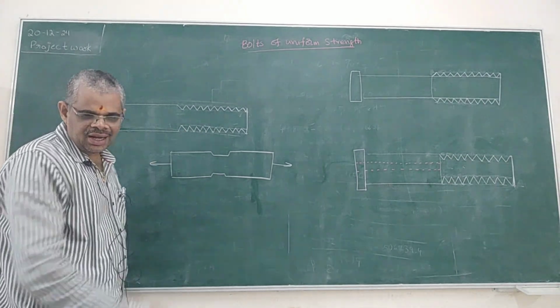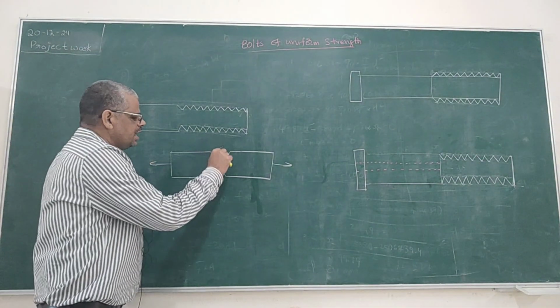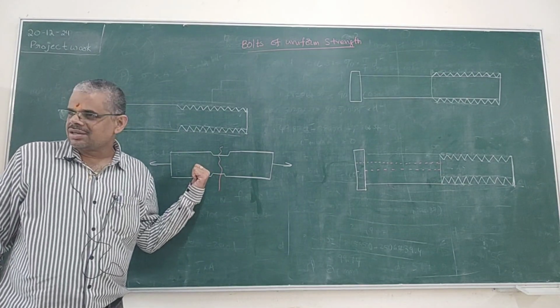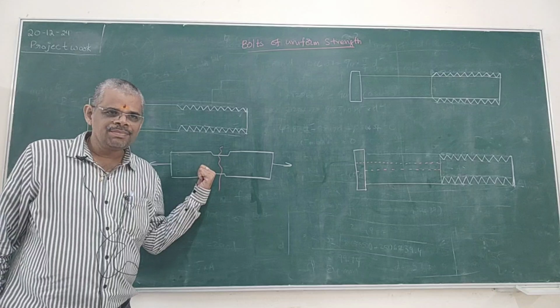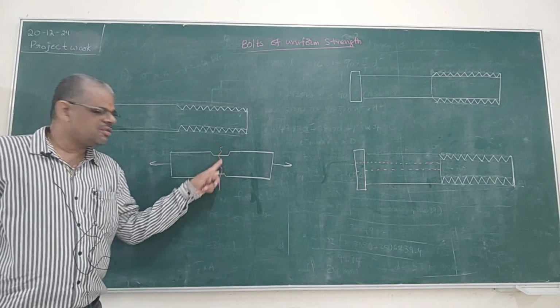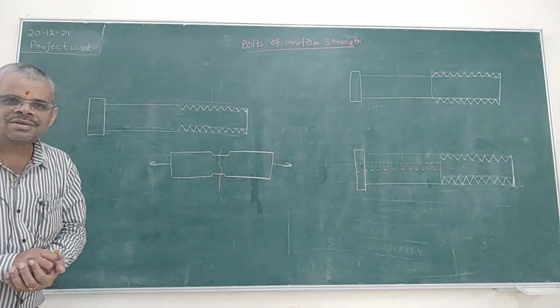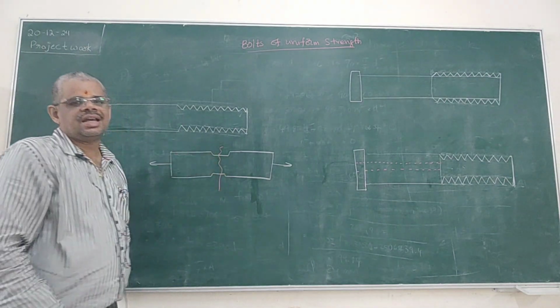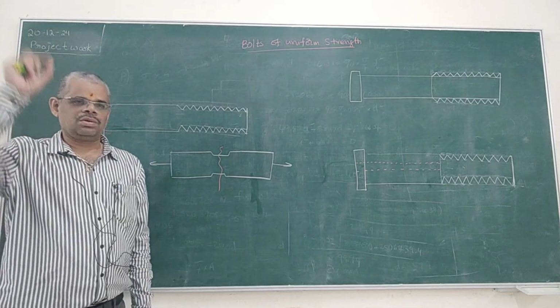It will fail at the area where the cross-sectional area is minimum. Is it right or not? So it will fail definitely at the place where the cross-sectional area is minimum. So here it will fail. Why? What is the reason? Because at minimum cross-sectional area, the stresses developed are more.